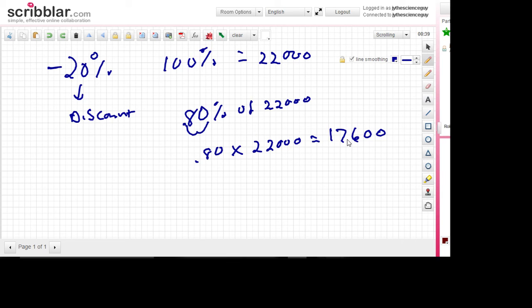So when it's a discount, you subtract from 100. When it's an increase or a tax, you add to 100. And now, let's say I have to pay, okay, I'll let you write. Let me know when you're done writing.